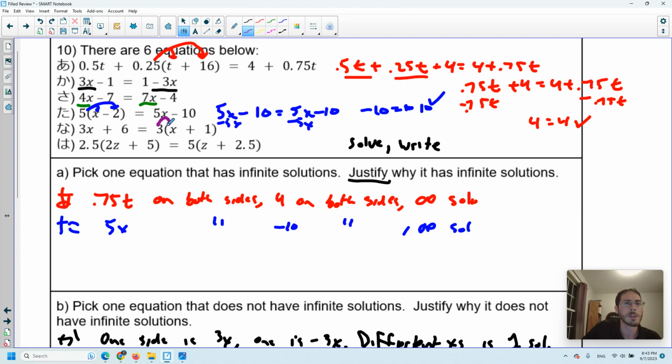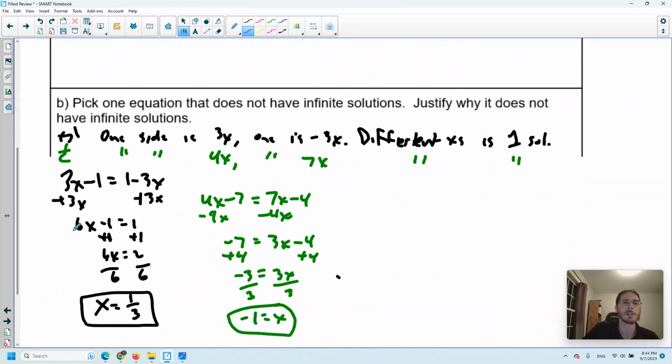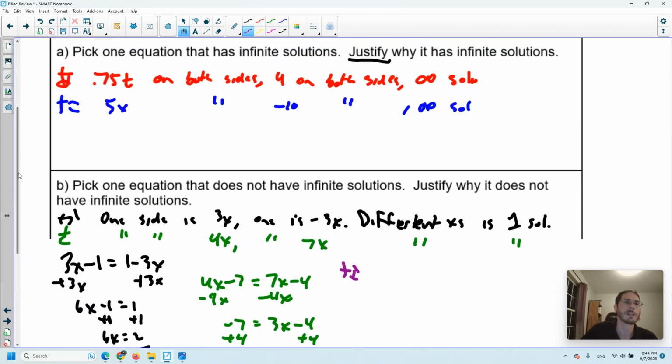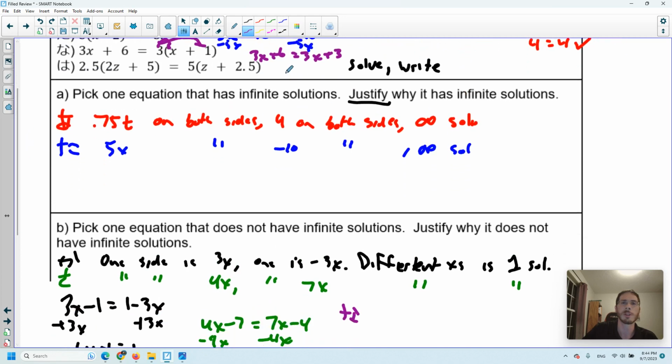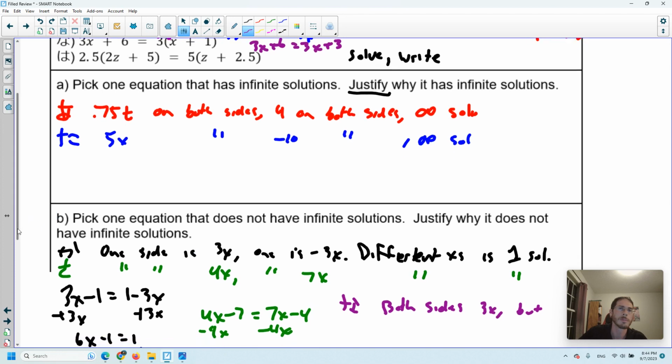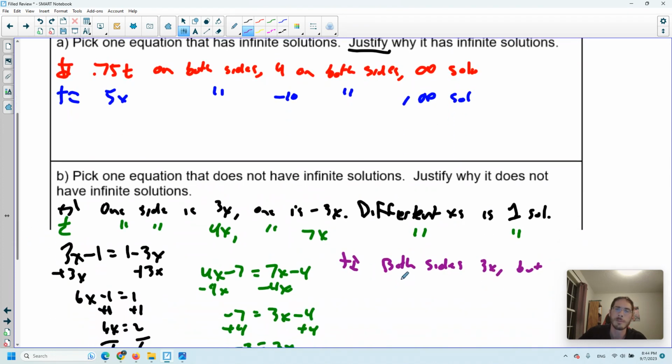The next one, same deal. We probably want to distribute that. So we get 3x plus 6 equals 3x plus 3. Now, if I want to do my writing, this is a little different because this time they're the same. They're both 3x. So I got 3x and 3x. So both sides 3x, but different numbers. One's a 6 and one's a 3.